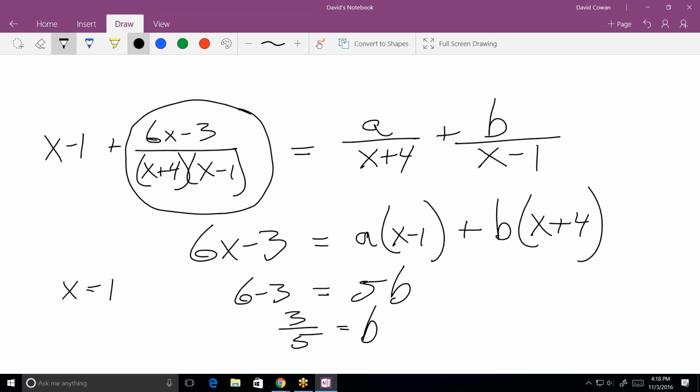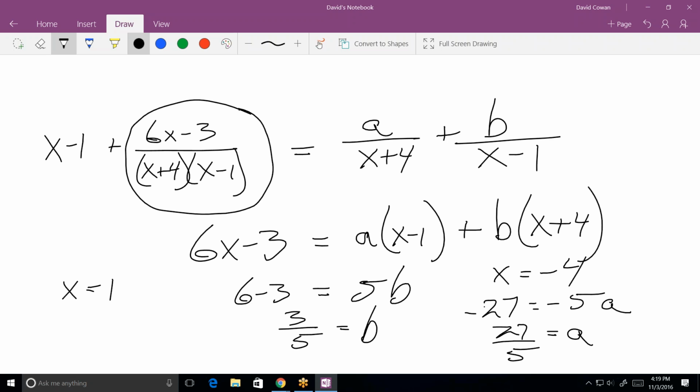Now how do we solve for A? We could set x equal to -4, and that would cancel out the B. The 6x would become -24, minus 3, so that'd become -27 equals -5A. So A equals 27/5.